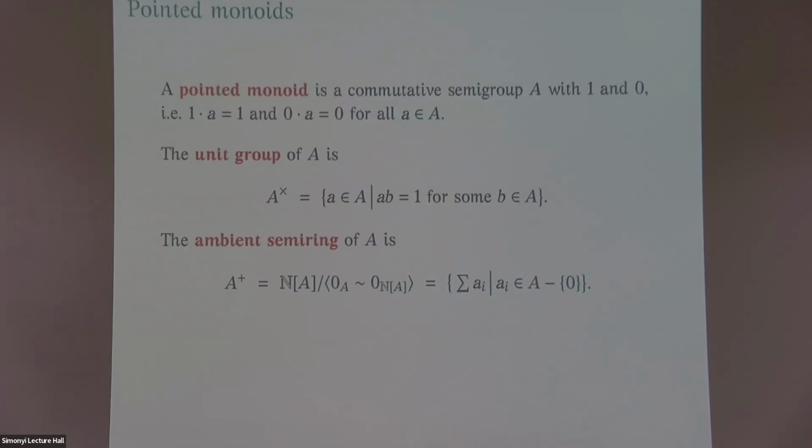Just a little question: are we insisting that 1 is not equal to 0? We allow 1 to be equal to 0. We want to have a 0 object, which will be a terminal object in the category. That's allowed. In this case, if we form this here, it would be the 0 semiring.